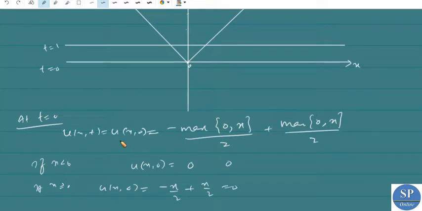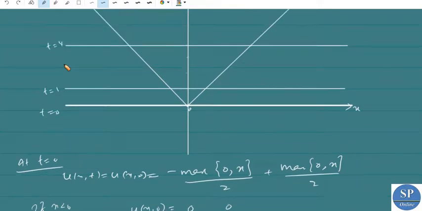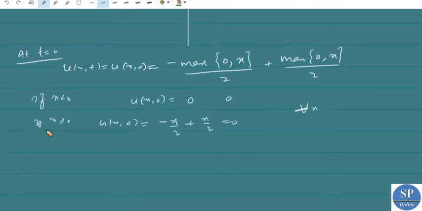So we can draw the solution like this. This is 0. When t equals 0, that is u of x,0 equal to 0 for all x. Clear? Now we need to draw the solution at t equal to 1 and t equal to 4. Now what about the time t equal to 1?